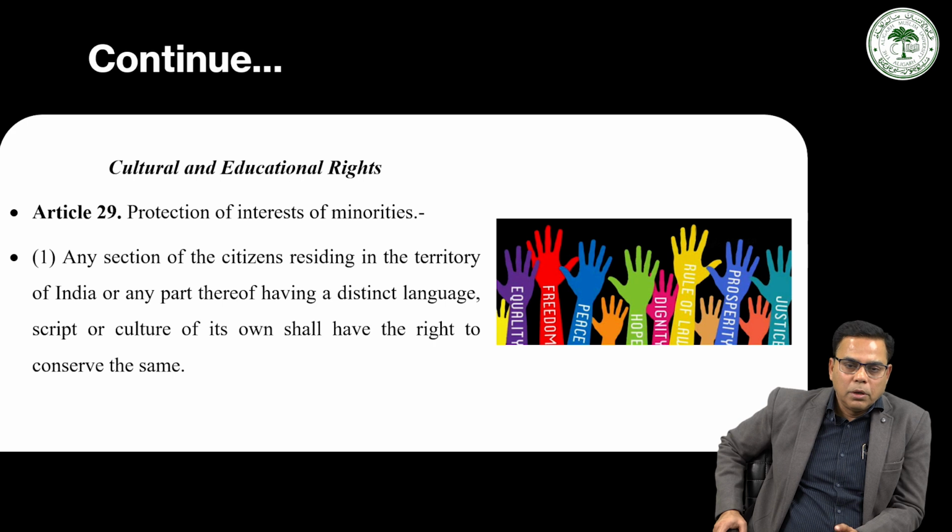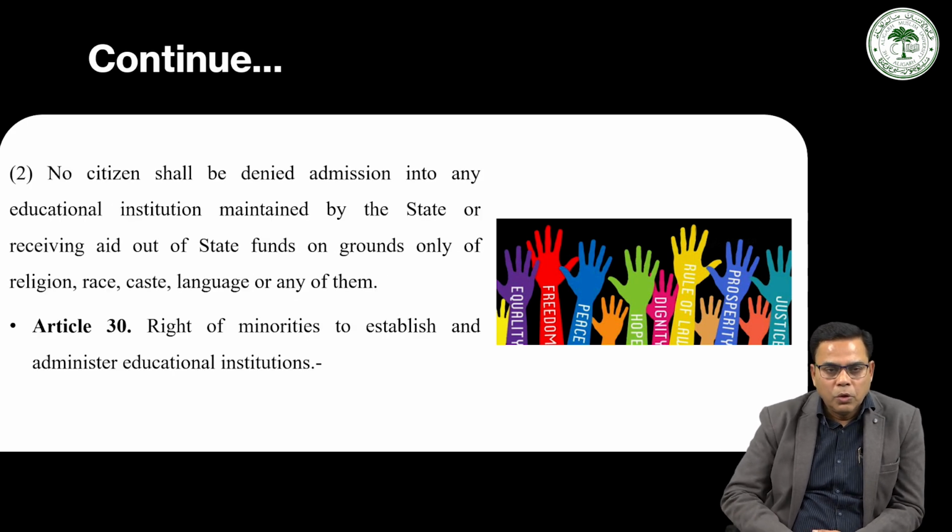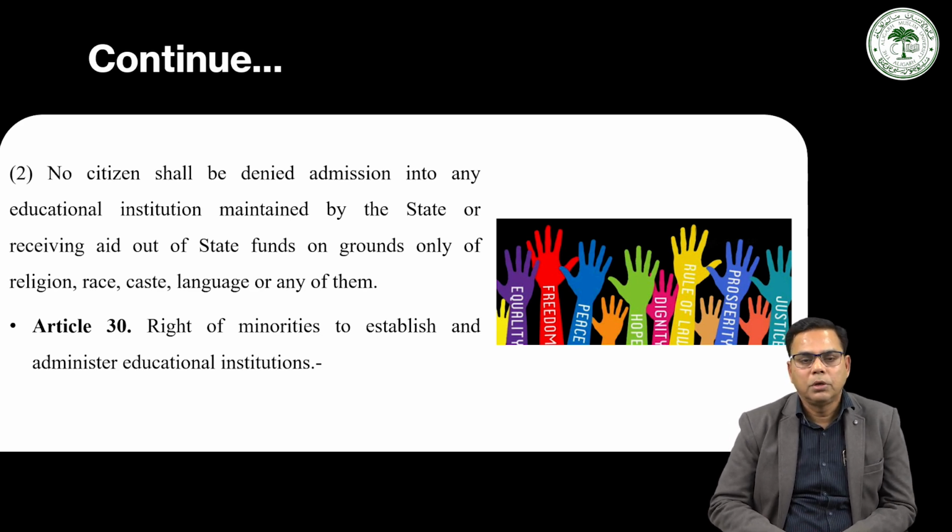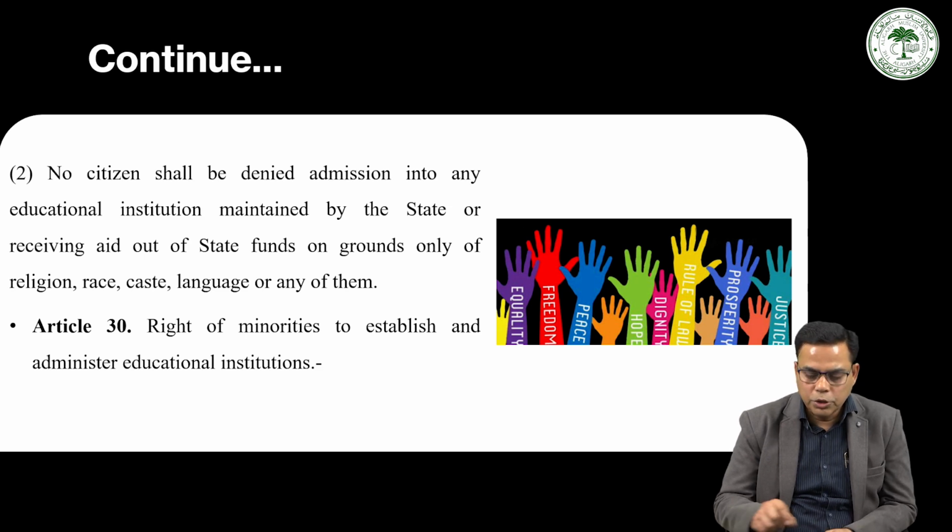So all the people collectively, whether they are minority or majority, from this clause we can understand that any section of the citizens residing in the territory of India or any part thereof having a distinct language, a script or culture of its own shall have the right to conserve the same. So, it is the conservation of language, script, and culture. No citizen shall be denied admission into any educational institution maintained by the state or receiving aid out of state funds on grounds only of religion, race, caste, language, or any of them. So again, the non-discrimination principle is important here, that has been highlighted. Article 30, right of minorities to establish and administer educational institutions.